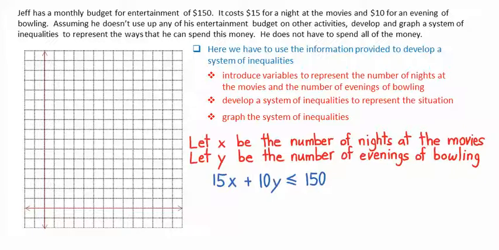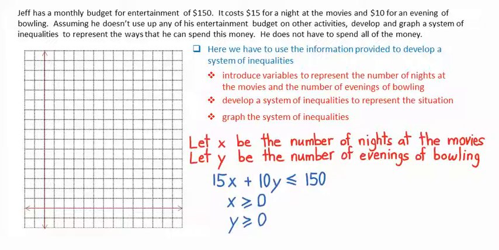We also have two additional inequalities. x must be greater than or equal to 0 because he cannot have a negative number of nights at the movies. Similarly, y, the number of evenings of bowling, must also be greater than or equal to 0. We now have to graph these inequalities.